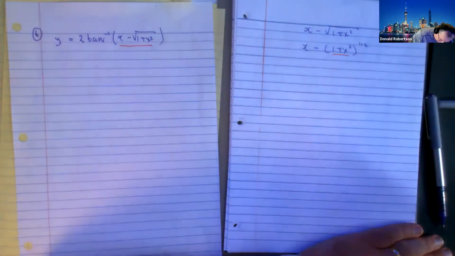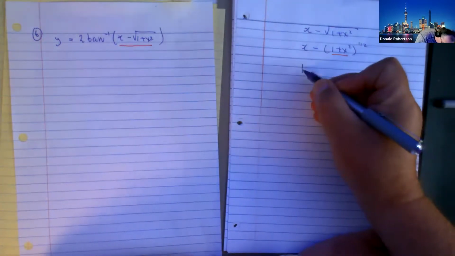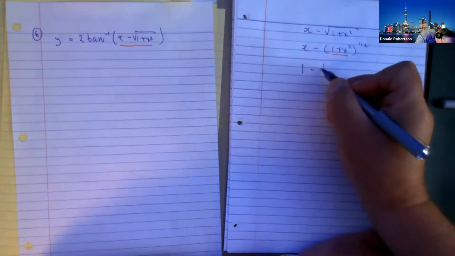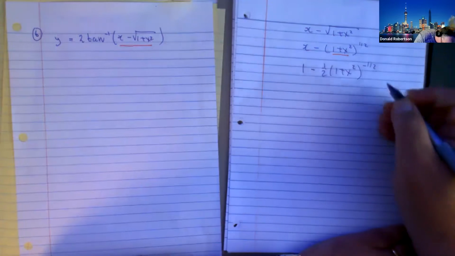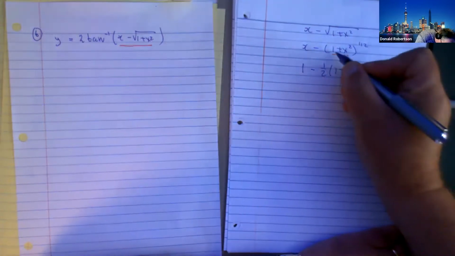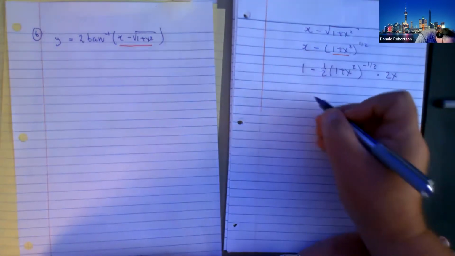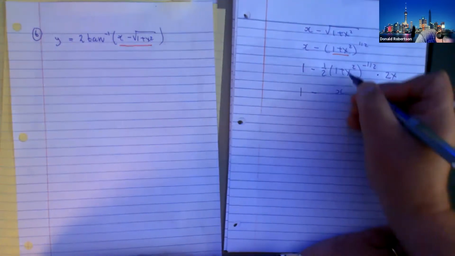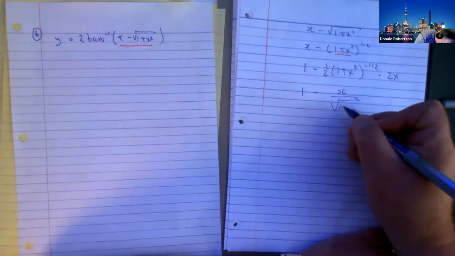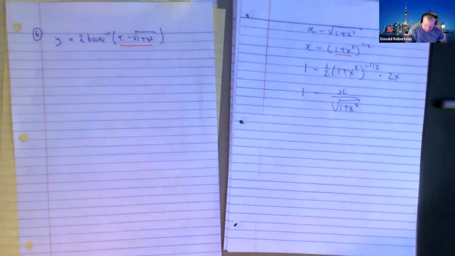Well, if I'm going to differentiate it, I'm going to have to rewrite it like that. And I then identify that there's going to be a chain rule process happening. So the derivative of that is 1, minus 1/2, (1 plus x squared) to the negative a half, times the derivative of that guy, which is 2x. The 2 and the 1/2 cancel out. I'm going to have an x and this guy on the bottom. Are we good so far?